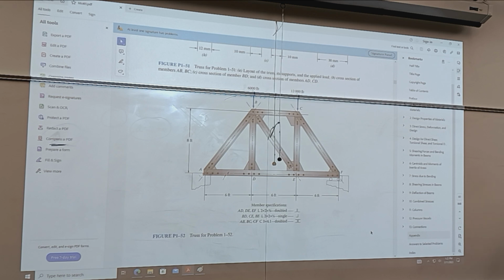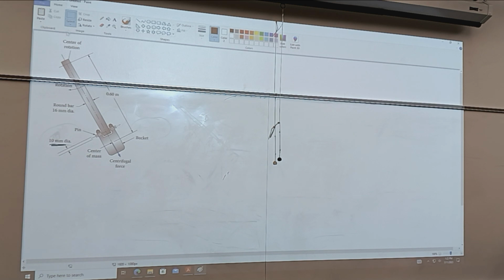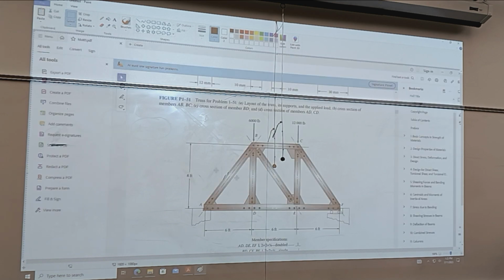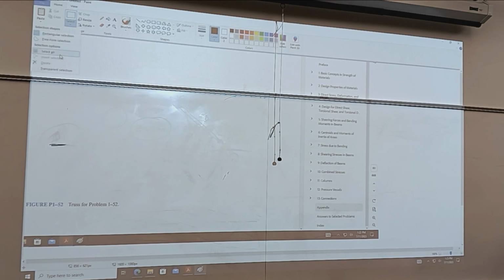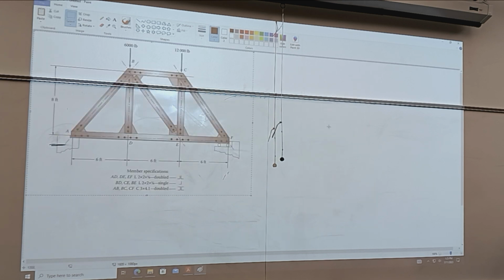So I'm taking yet again this screenshot, select all, paste, and then cut, select all, paste.